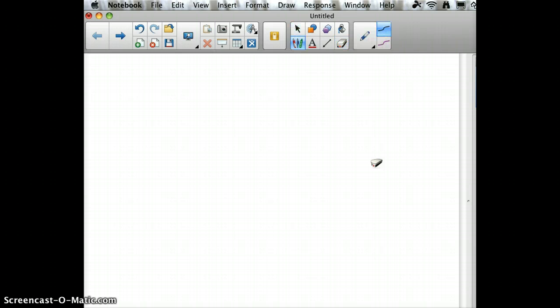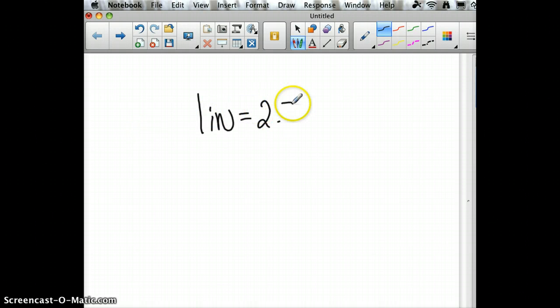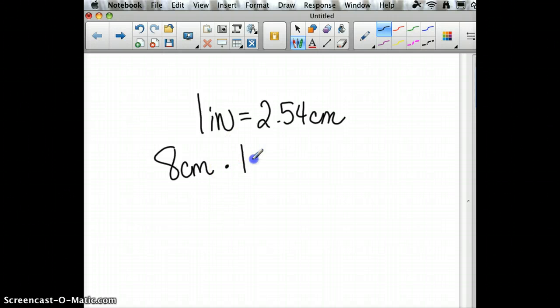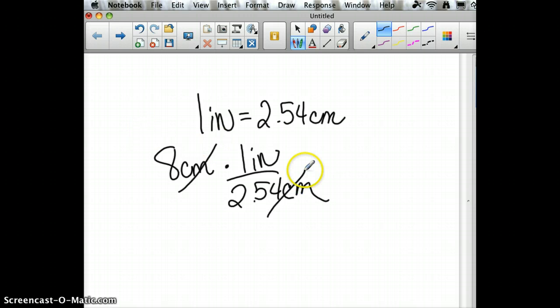You've done it in the context of converting between, let's just say, the metric system and the US system. I'm going to say, well, we know that an inch is 2.54 centimeters. This is a conversion factor. They are equal. So you were taught in junior high, if you have 8 centimeters and you want to convert them to inches, you multiply by 1 inch over 2.54 centimeters. And you say, well, these cancel, and when I'm done, I'll have my answer in inches.